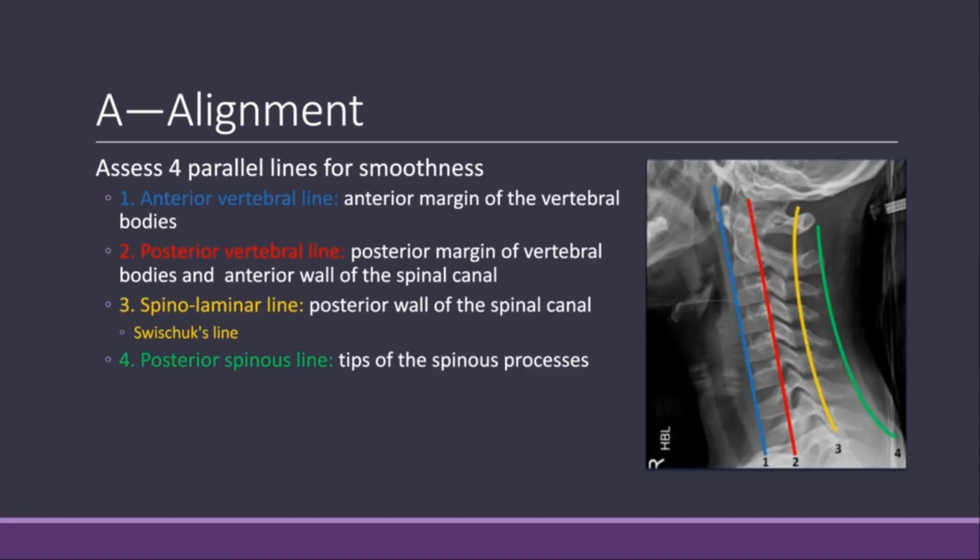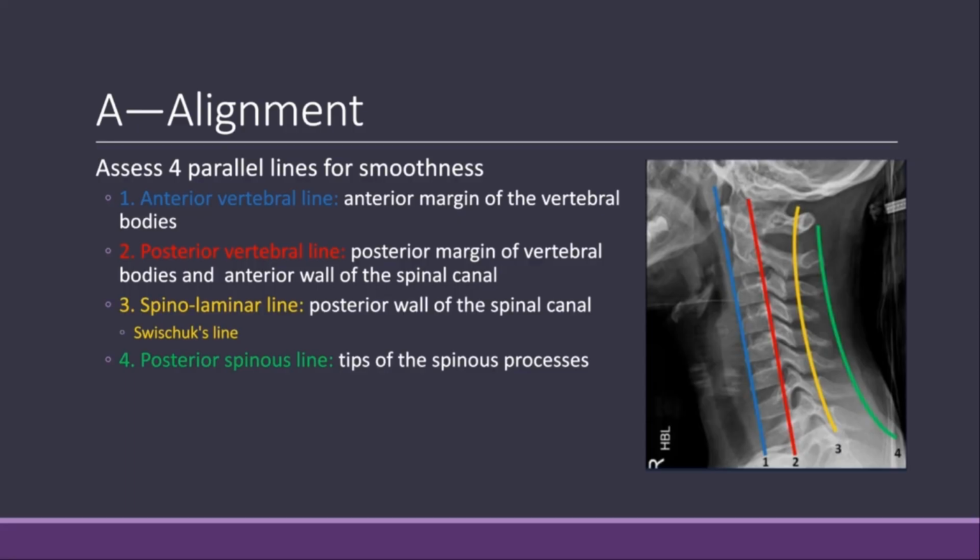A also stands for alignment. There are 4 parallel lines that need to be assessed for smoothness. First is the anterior vertebral line, seen in blue here. It is the anterior margin of the vertebral bodies. The second is the posterior vertebral line, seen in red. And that's the posterior margin of the vertebral bodies and the anterior wall of the spinal canal.